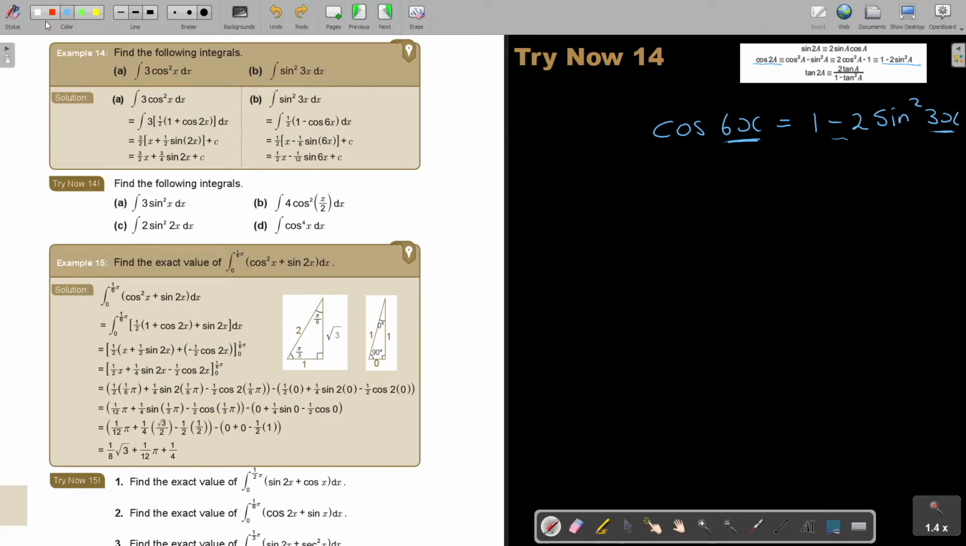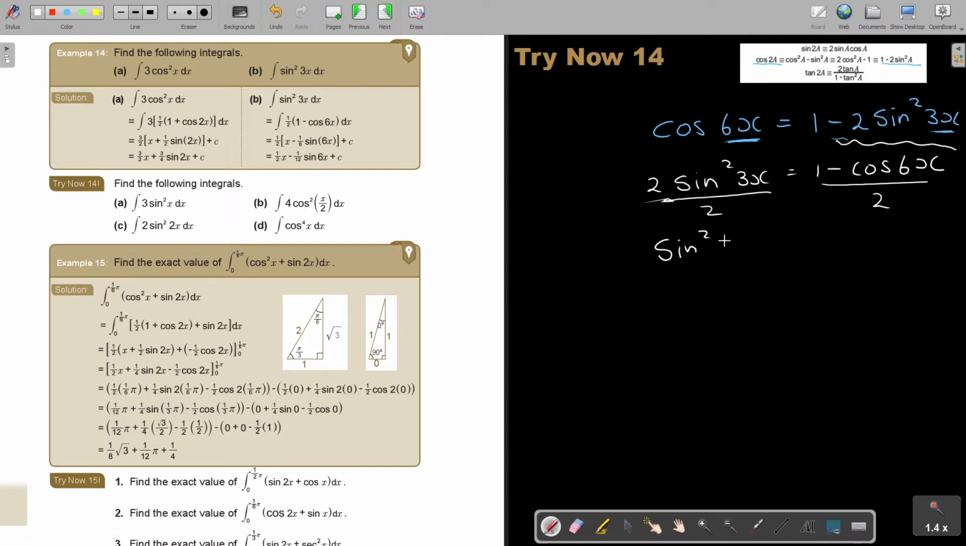I want to take another color, sorry. I'm going to take this, the subject of, so take it over. So it's going to be 2 sin squared 3x, and that is going to be 1 minus cos 6x. Okay, and then I divide by 2. So actually, sin squared 3x is a half of 1 minus cos 6x.